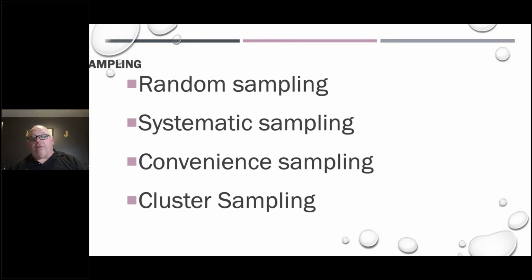Now we're going to get into random sampling, systematic sampling, convenience sampling, cluster sampling. There's also snowball sampling and purposeful sampling, okay? In terms of sampling, it's the process of selecting your people, period.